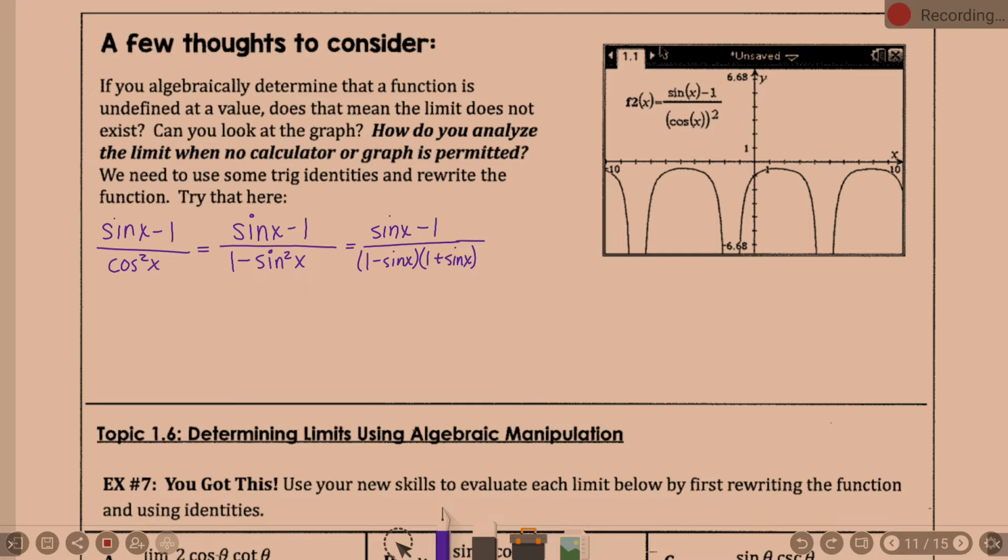Are you guys good with this factoring? I think so, yeah. It was difference of squares.